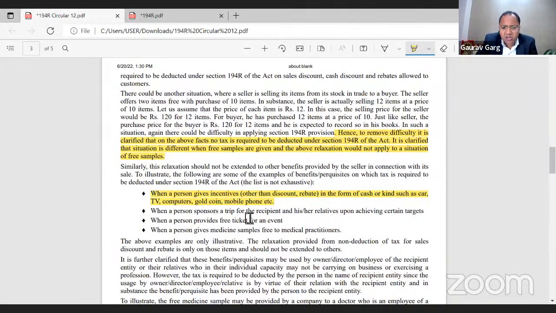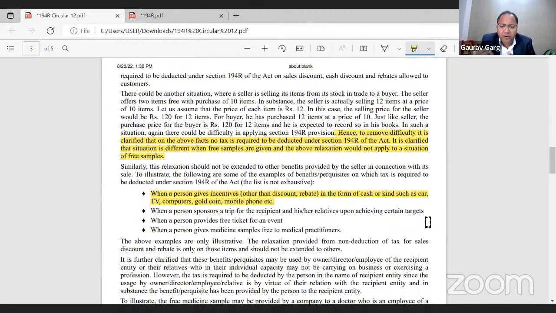When a person sponsors a trip for the recipient and his or her relative upon achieving certain targets. So to your distributors, you have said that if you are able to sell, let's say, 1,000 mobiles in a month, I will give you a free trip to Hong Kong. Then in such a case, whether the recipient is your distributor or the relatives, whomsoever, certainly it would become taxable.